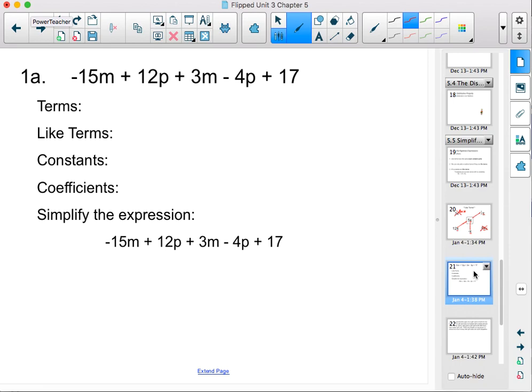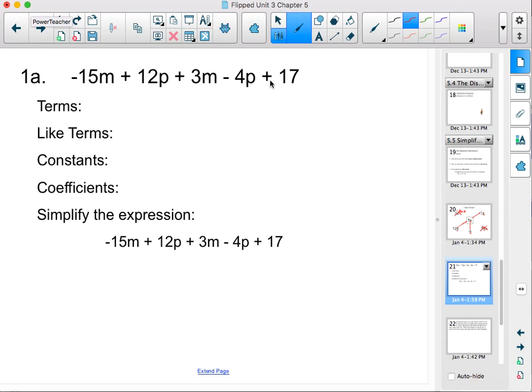Let's go to some example problems. This is 1A from your note packet. It says in the directions that it wants us to identify the terms, the like terms, the constants, the coefficients, and then simplify the expression. So, we see a new word show up here, coefficient. We're going to talk about that in just a second. Let's start with the terms.